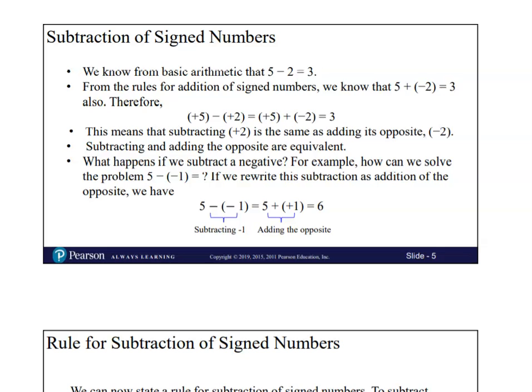What happens if we subtract a negative? For example, how can we solve the problem 5 minus a -1? Well, if we rewrite the subtraction as an addition of the opposite, we would have 5 take away the opposite, right? The opposite of -1 would be a +1. So the opposite of -1 turns into a +1, and that would be 6.